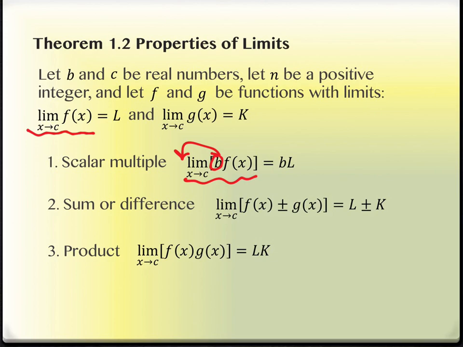Three is the product. If you multiply f of x and g of x and take their limit, it's the same thing as multiplying their limits. Everything that seems like it's intuitively going to or should maybe happen works with limits. They're very friendly to our intuition. There's a couple more, but I'll wait till you guys are finished writing those in.